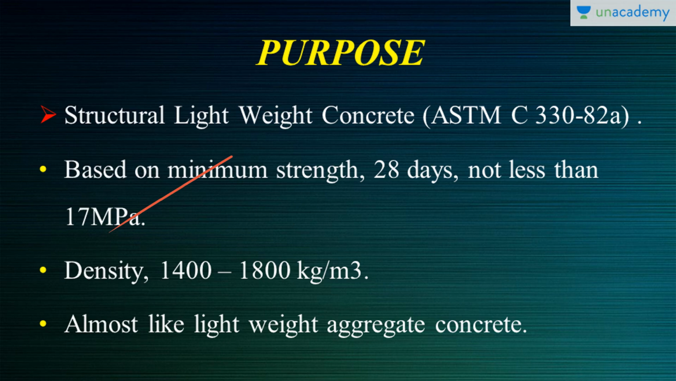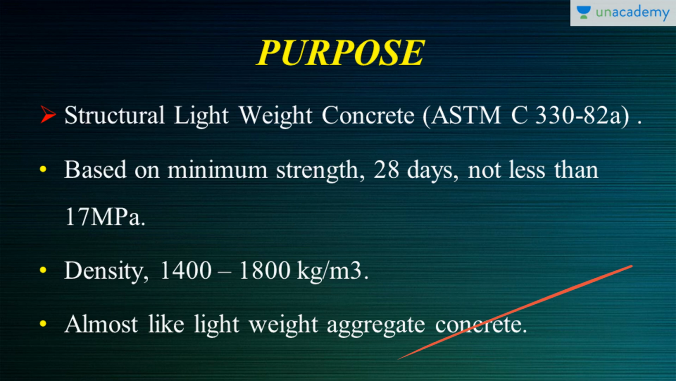Alright, and the density of this concrete lies within the range of 1400 to 1800 kilogram per meter cube. And this is almost like a lightweight aggregate concrete, so the properties are almost similar to lightweight aggregate concrete. These are used for structural purposes. These can be used for the manufacture of elements of load-bearing structures.